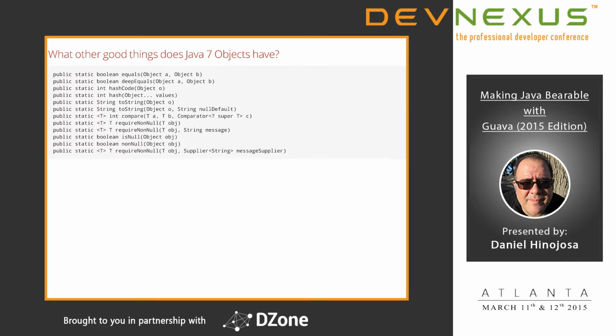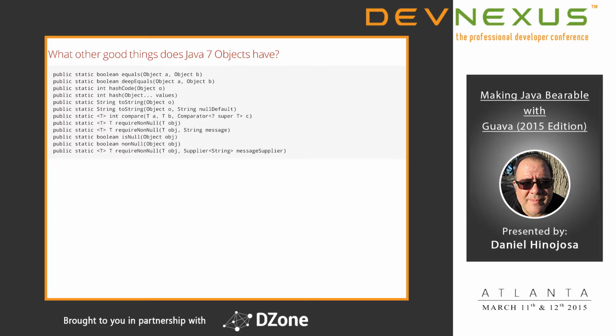All right. So what other good things does Java 7 have? I don't know if you know this. Take a look at java.util.Objects and make use of these. Okay. Equals, deepEquals, hashCode. You can actually create hash codes with this utility.